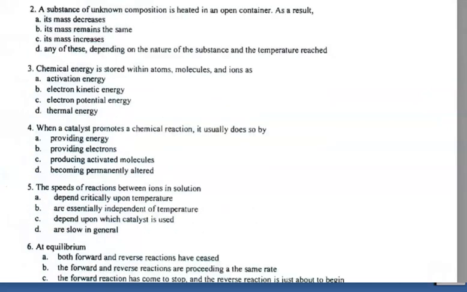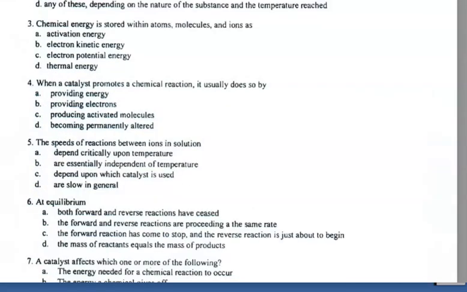Number 3, chemical energy is stored within atoms, molecules, and ions. In what way? It is this electron potential energy. We mentioned this term before. In an exothermic reaction, it is the electron potential energy that releases that energy. Therefore, chemical energy is stored as electron potential energy.